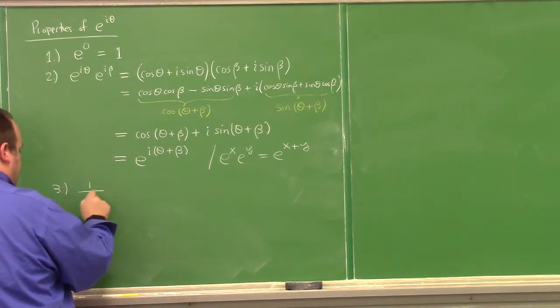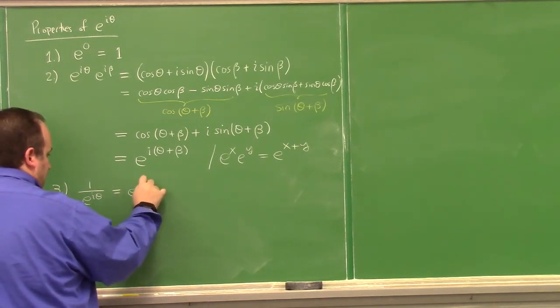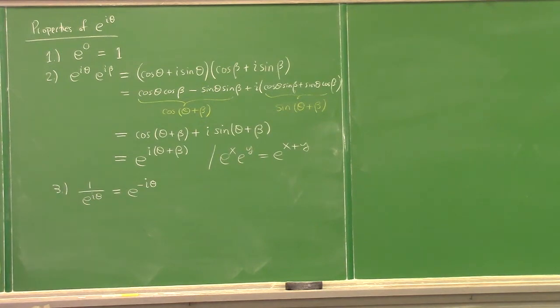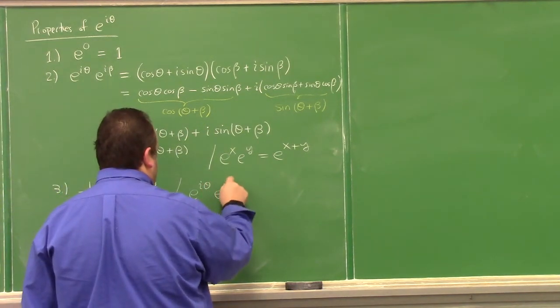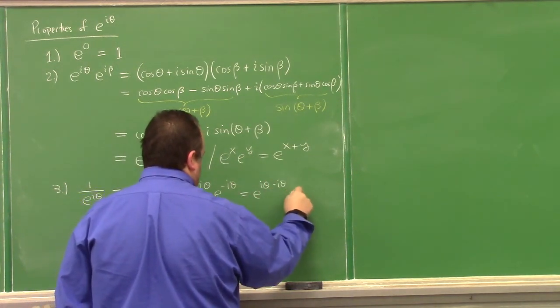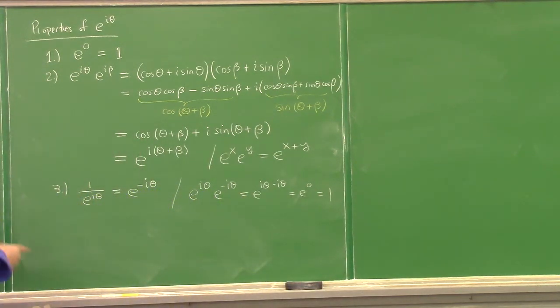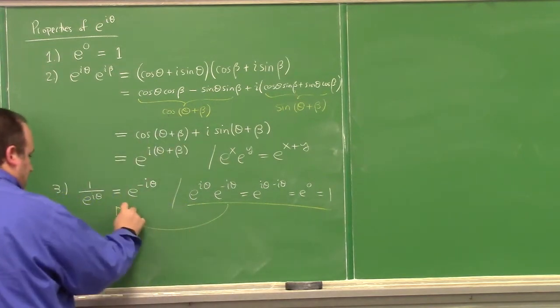1 over e to the i theta, the reciprocal of it, is e to the minus i theta. The proof of that really just follows from 2 and 1. Check it out: if I have e to the i theta times e to the minus i theta, what happens? You get e to the i theta minus i theta, which is e to the 0, which is 1. So because of this calculation, we get this identity.